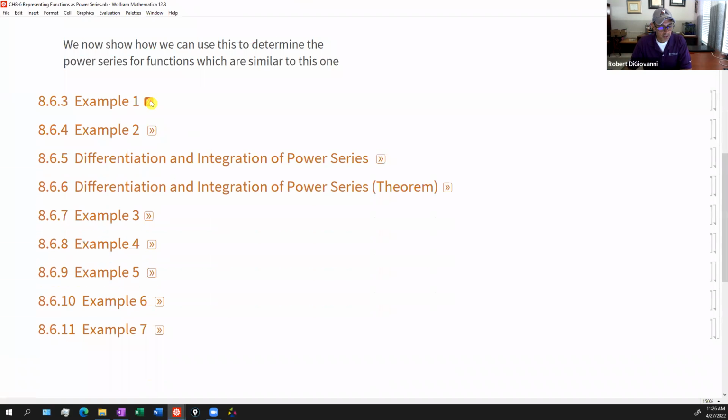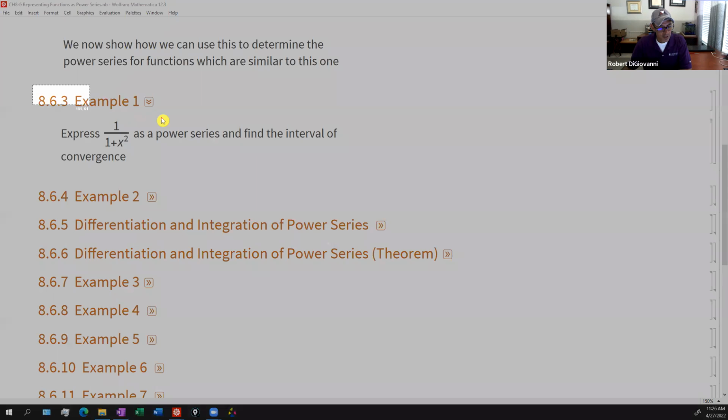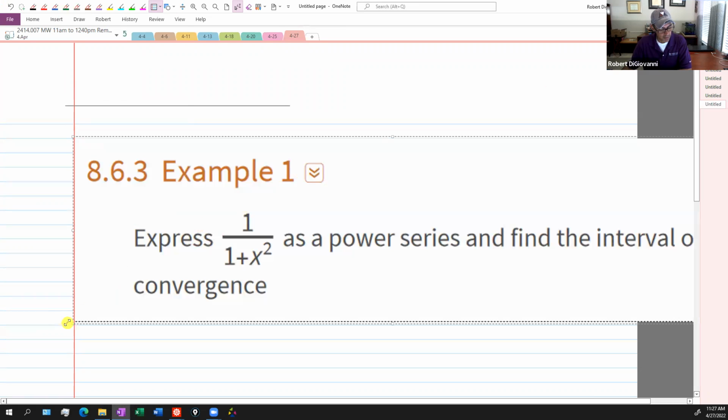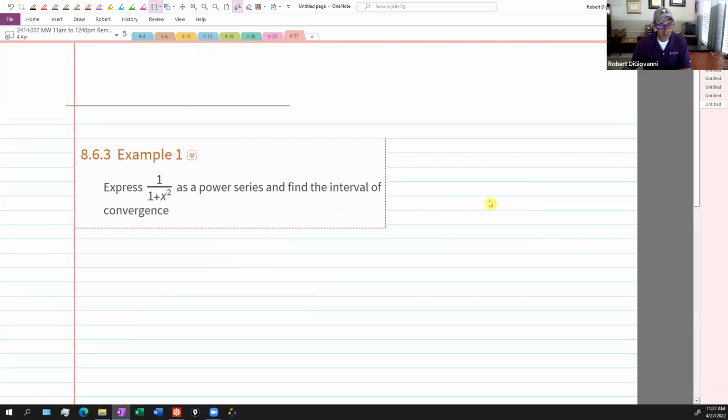All right, so here's our first example. I want us to rewrite this as a power series, and then I want us to express the interval of convergence for this. So this is a function, right? We could look at this as a function, f of x equals 1 over 1 plus x squared. And what I'd like to know is, is there a way that we can rewrite this as a power series and then figure out what its interval of convergence is? You with me?